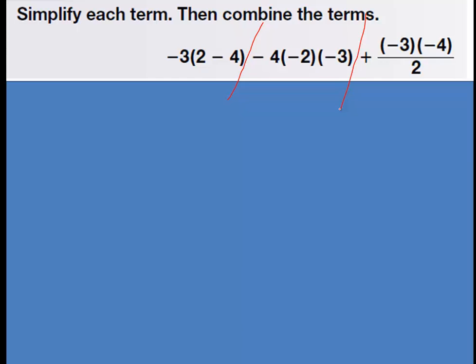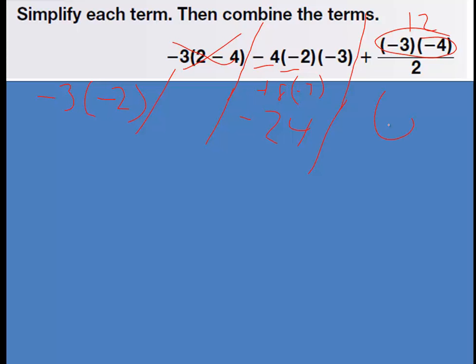So what's going to, 2 minus 4 is -2. So now you got -3 times -2. That's right here. Right? We got that one taken care of. Let's keep it separated. Now we've got, what is -4 times -2? That's a +8. What's +8 times a -3? That's -24. Okay, and then let's come here. We got that -3 times -4 is going to be a +12.